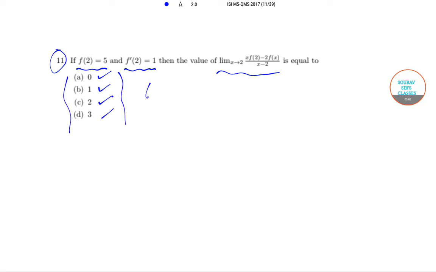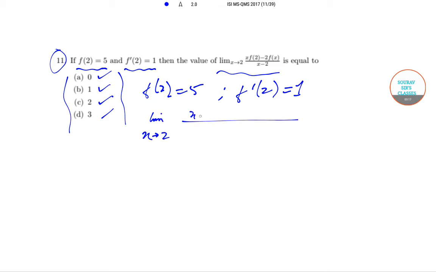So we have been given that f of 2 is equal to 5 and f dash 2 is equal to 1. In that case we need to find out the value of limit x tends to 2, x f of 2 minus 2 f of x by x minus 2. Now in this structure, if we put x equal to 2, then the structure will come down to the form of 2 f of 2 minus 2 f of 2 divided by 2 minus 2, which will be nothing but a 0 by 0 form.